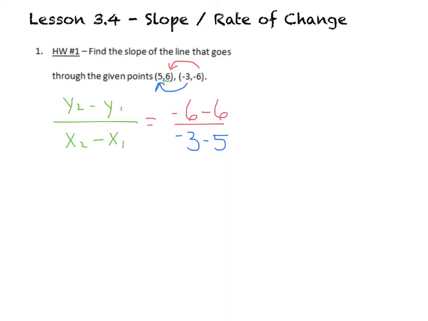You subtract the y's up top and you subtract the x's on the bottom. I've taught this for a long time, and the place where students always make a mistake is they always try to subtract the x's on the top. Just be careful, go slow, draw your lines. -6 minus 6 is -12. And -3 minus 5, excuse me, is -8.